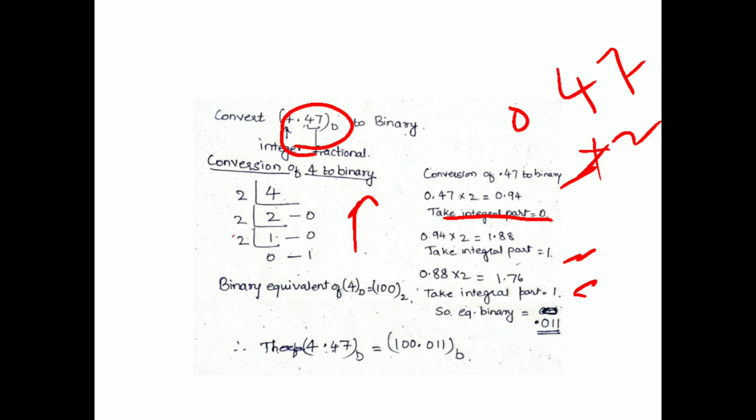Next, while concluding, we can write 4.47 as equal to 100, which is nothing but the integer equivalent we got, and the fractional part is 0.11.